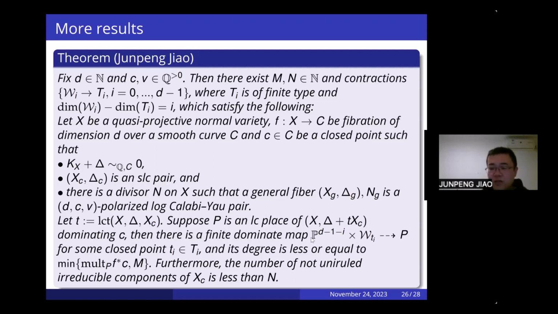Then there is a finite dominant map from W_{d-1-i} × T_i to P for some closed points T_i. And the degree of the dominant map is less than or equal to the minimum of the multiplicity of P and M. And furthermore, the number of non-uniruled irreducible components of X_c is less than N. Although we cannot control the number of all irreducible components of the central fiber, we can control the number of non-uniruled irreducible components of the central fiber.